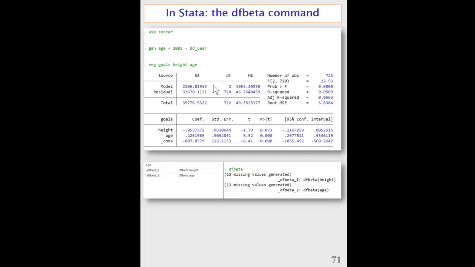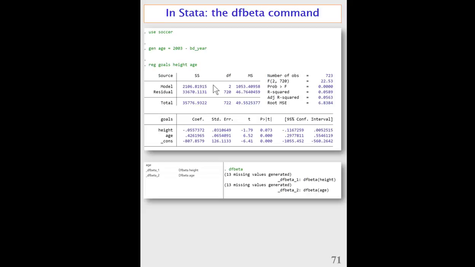This is the soccer game. I create a variable age here, equals 2003 minus the birth year, so now we have age in years, and I'm estimating here the number of goals you score at the World Championship based on height and on age. Okay. So what we see is, well, height is almost statistically significant, but not completely. Age apparently is, so the older you are, the more you score. Okay, now I want to find outliers in this analysis.